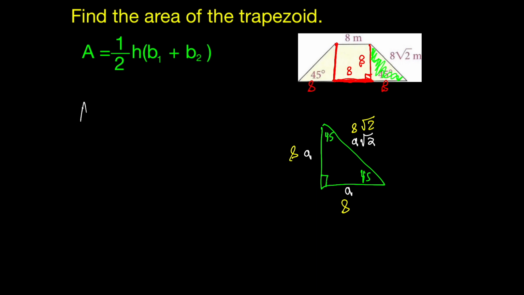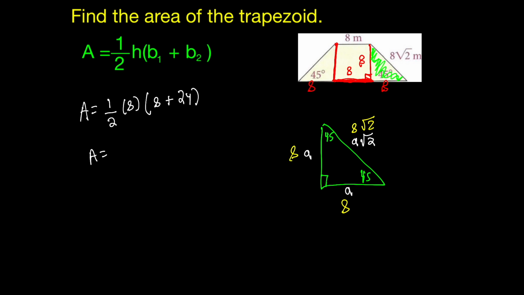Now applying the substitutions, I'm going to get the area is equal to 1/2 times the height. Recall that the height is going to be 8. And then base 1, I can grab base 1, set it equal to 8. And then base 2 is going to be the sum of these three parts, which is 8 plus 8 plus 8, or 8 times 3. That's going to be 24.